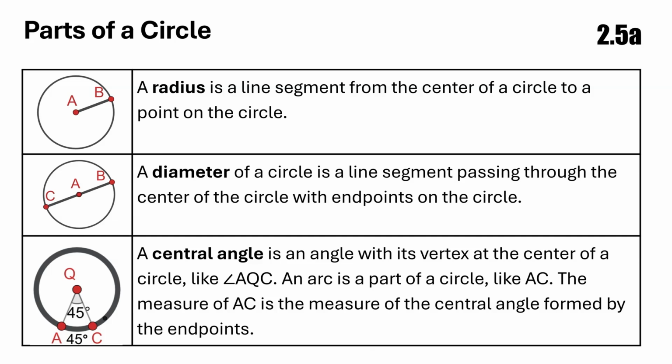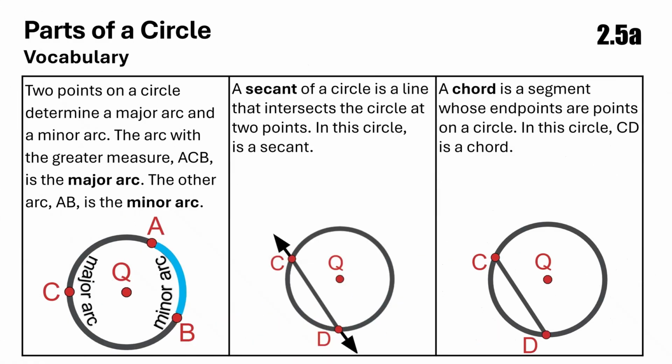A central angle is an angle with its vertex at the center of a circle, like angle AQC. An arc is a part of a circle, like AC. The measure of AC is the measure of the central angle formed by the endpoints. Two points on a circle determine a major arc and a minor arc. The arc with the greater measure, ACB, is the major arc. The other arc, AB, is the minor arc.